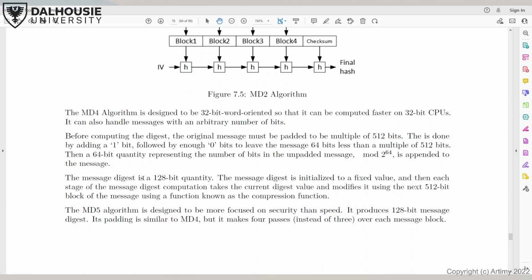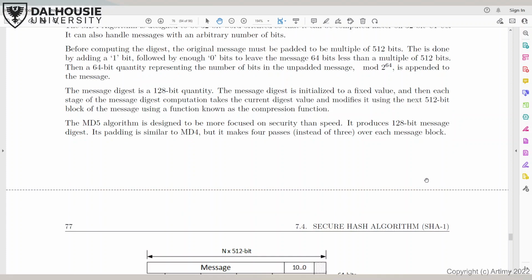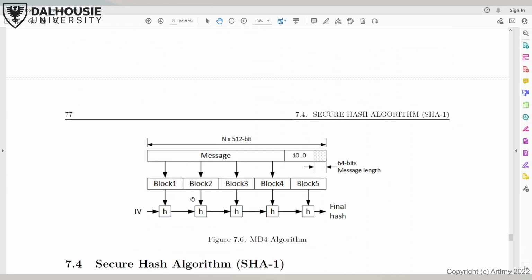The output, however, is 128-bit. So we take any length message, make sure that it's a multiple of blocks of 512, and then we do the hashing, and we end up with 128 bits.